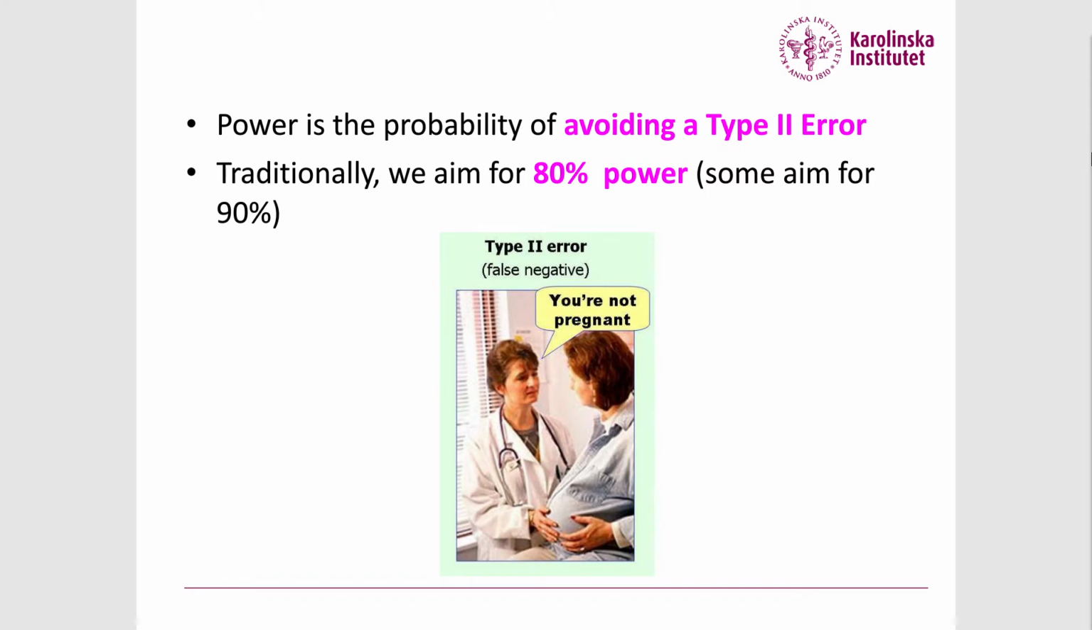So what is power? Power is the probability of avoiding a type 2 error, and traditionally we'd aim to have 80% power in a study, although in some cases you'd want to have 90%. This depends on partly the research question you're asking, the budget and the resources that you have available, and whether something is critical and the clinical significance of what you're looking at.